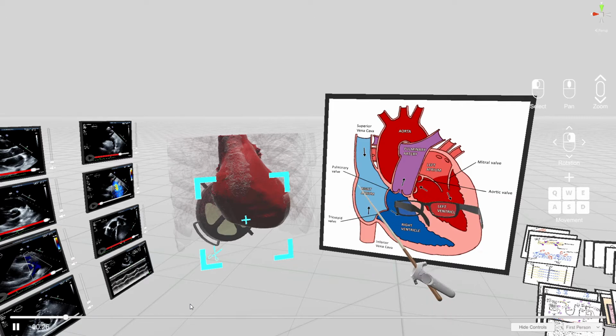Blood returns from the body through the inferior vena cava and from the head through the superior vena cava to the right atrium, goes across the tricuspid valve. There are 3 valve leaflets that make up the tricuspid valve into the right ventricle, out the right ventricle to the pulmonary artery, where it then picks up oxygen in the lungs and returns through 4 pulmonary veins to the left atrium across the mitral valve.